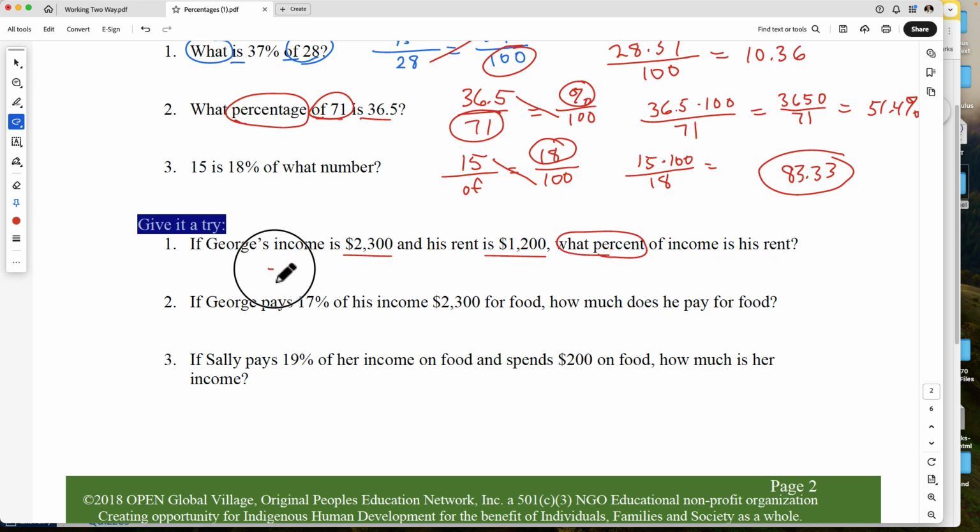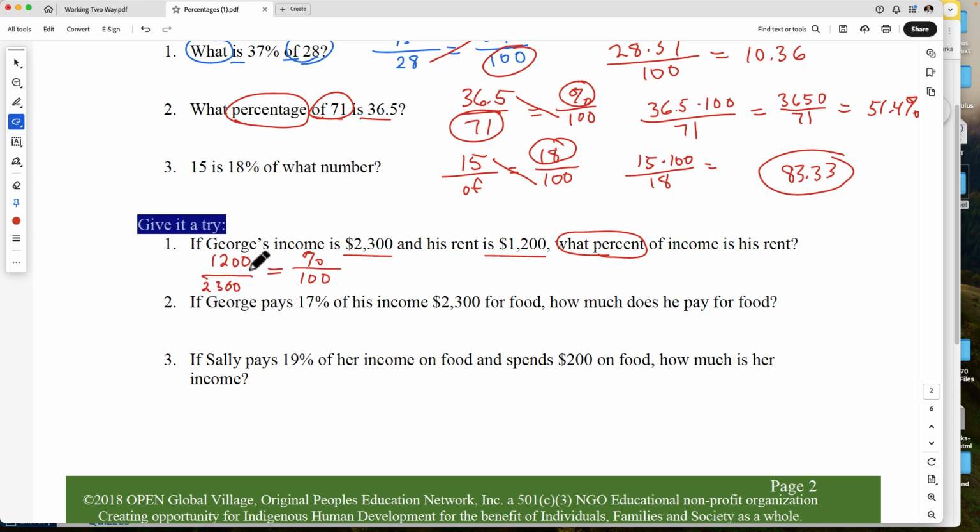So remember, we get a proportion. It's always equal to something over 100, and this something is the percent. From reading it, what percent? We don't know the percent, but we've got these two numbers. And it's hard to think of which one is the is and which is the of, but we could think of part over the whole. So which one of these numbers would represent the whole for George? Yeah, his income. That's all he's got, and then he's got to live off of that. That's his whole salary, right? The rent is part of what he spends. Okay, so the whole is 2,300, and the part is 1,200.